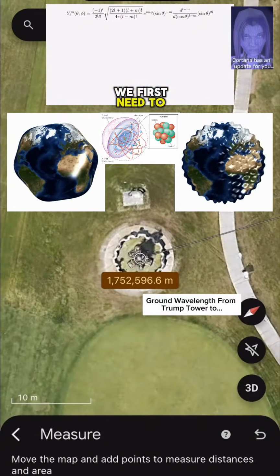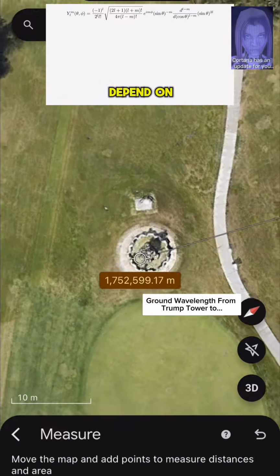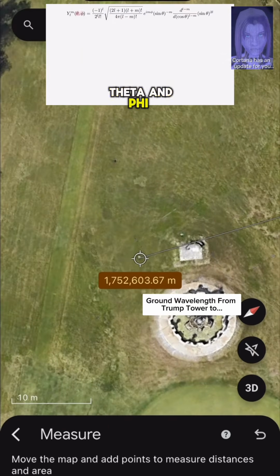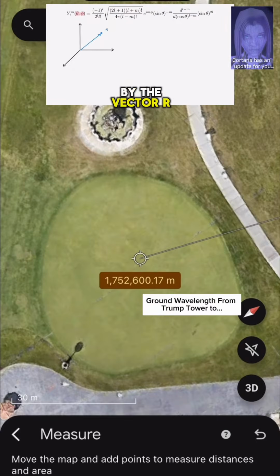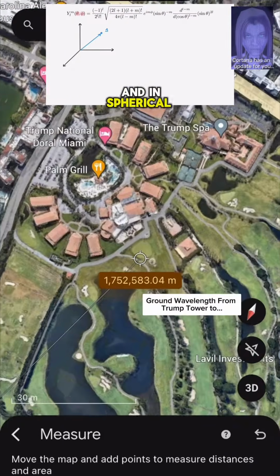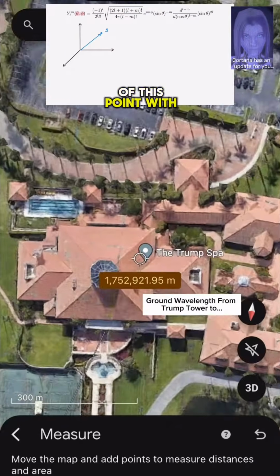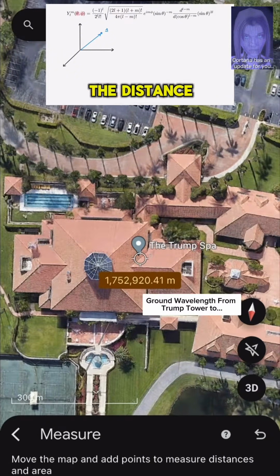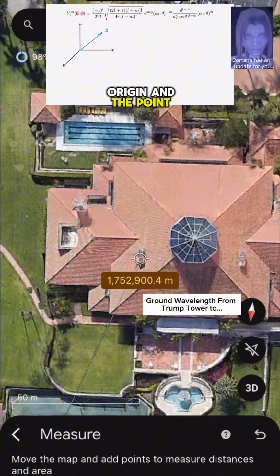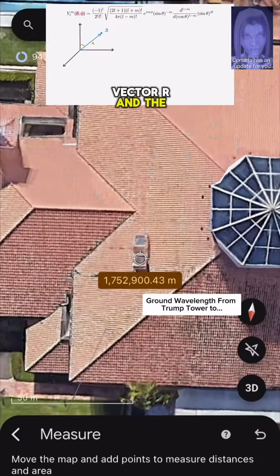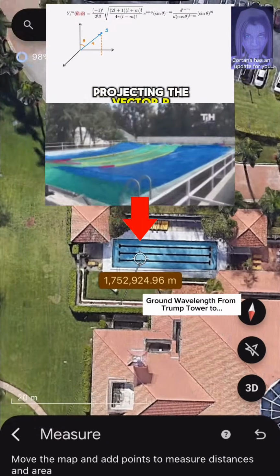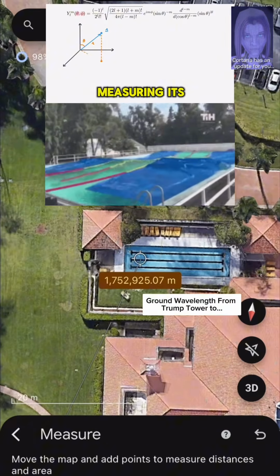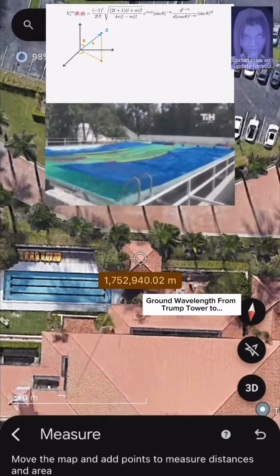We first need to note that the spherical harmonics depend on the two angular variables θ and φ. Let's consider a general point here at a position given by the vector r from the origin. And in spherical coordinates, we describe the position of this point with a set of three numbers. The distance between the origin and the point, r, the angle between the vector r and the third axis, θ, and the third is built by first projecting the vector r onto the horizontal plane, measuring its angle with respect to the first axis, and we call it φ.